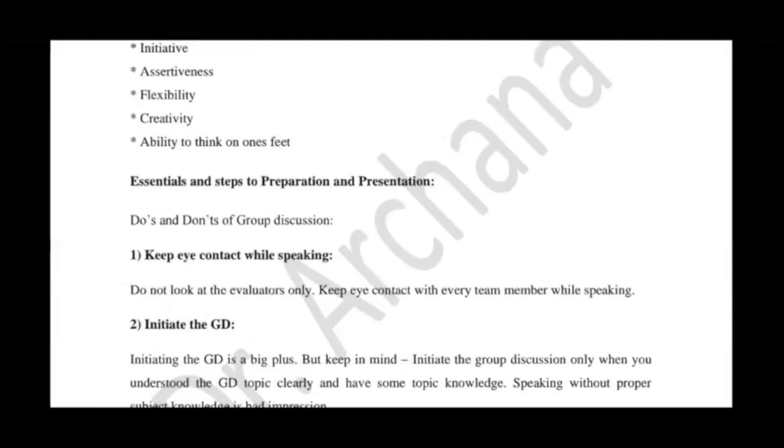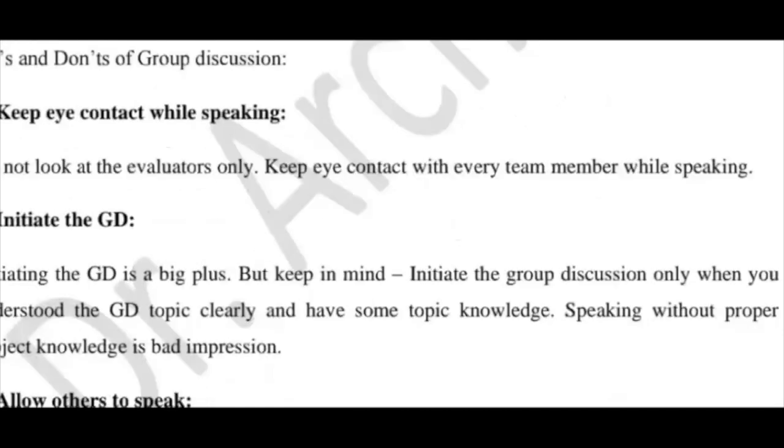Keep eye contact while speaking. Do not look at the evaluators only. Keep eye contact with every team member while speaking. In a very academic kind of GD in a class, what happens is he starts addressing me. You don't have to address me. You have to address your team. You have to take me in the loop. You have to consider me as one of the audience. I am evaluating you, but that doesn't make me more important than other audience.